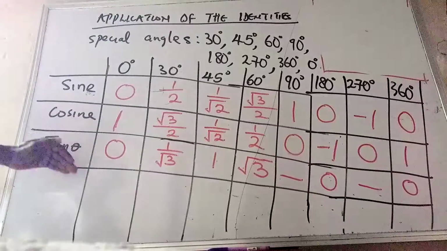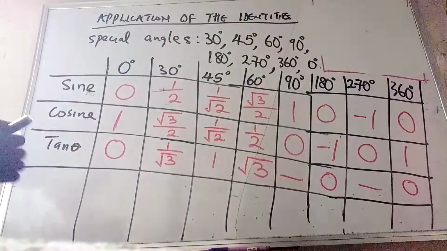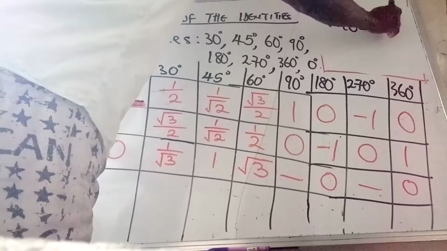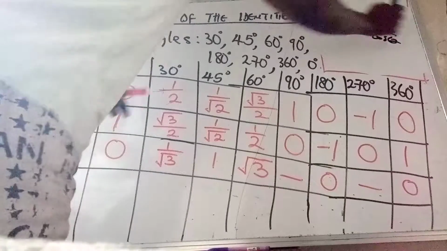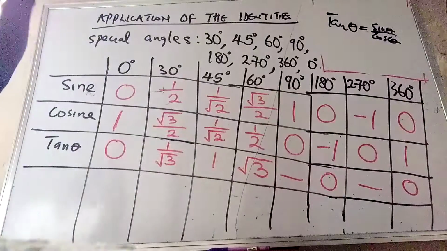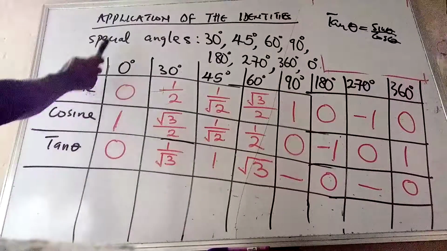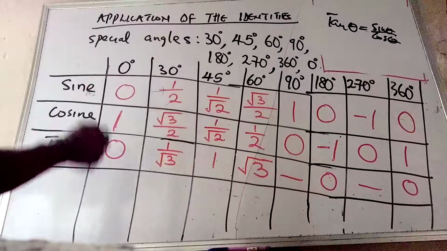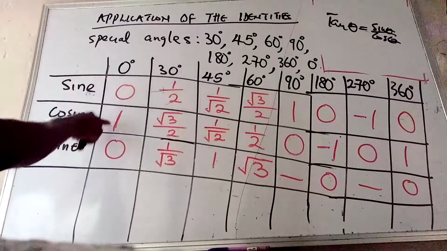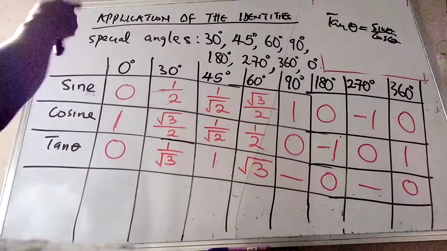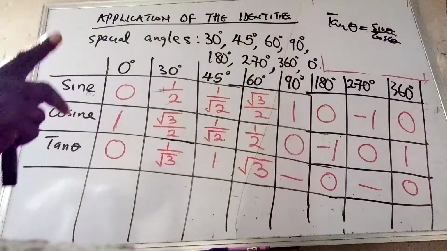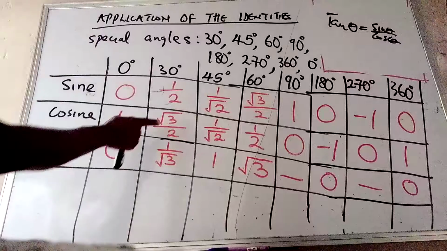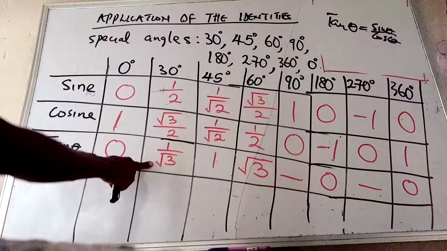I will need to tell you that using the identity, which is tan theta equals sine theta over cos theta. The moment you know the value of sine and the value of cos, just divide the value of sine over the value of cosine. It will give you tangent. So 0 over 1 will give you 0, because 0 over anything is 0. Okay? 1 over 2 divided by root 3 over 2 will give you 1 over root 3.